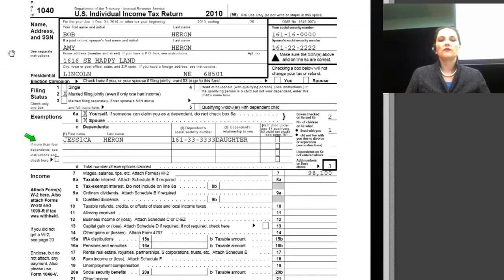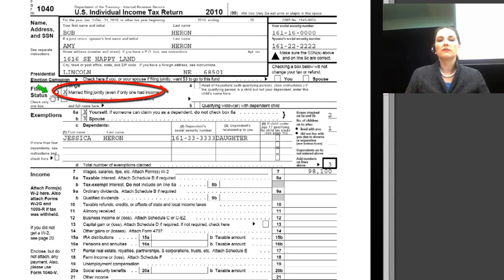And here is their finished Form 1040. We can see that Bob and Amy are filing a joint return. They've checked box 2 for married filing joint filing status. On line 6, there's an exemption check for Bob. On line 6B, there's an exemption check for the spouse Amy. And then under dependents, we have listed Jessica Heron. The total number of exemptions claimed is 3.